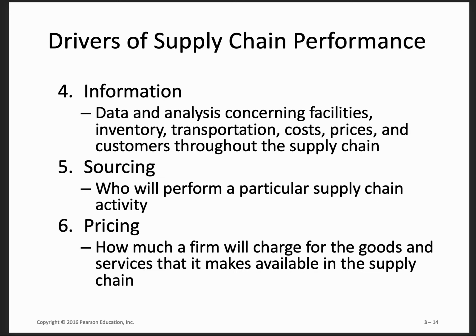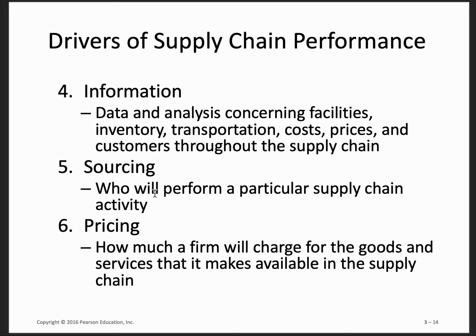Now, what about the cross-functional drivers? The three important cross-functional drivers are information, sourcing, and pricing. So information includes data and analysis concerning the facilities and inventory and transportation, but also about the costs and prices and customers throughout the supply chain. Information transfer is a huge part of measuring supply chain performance. Then you have sourcing and pricing, obviously.